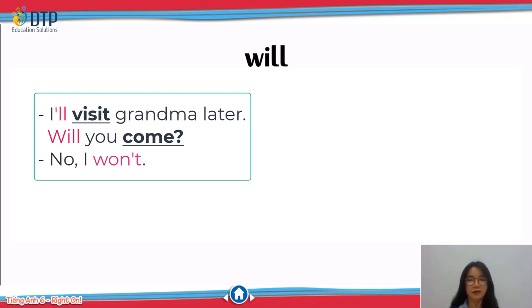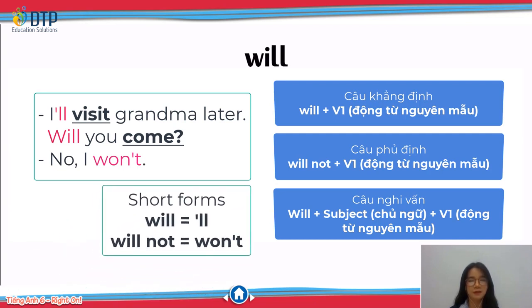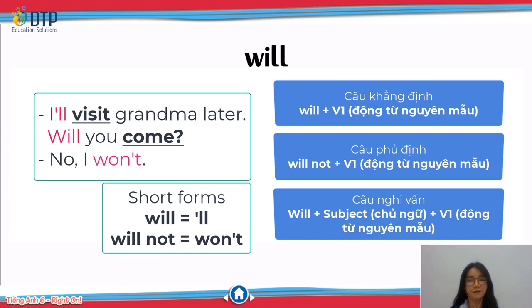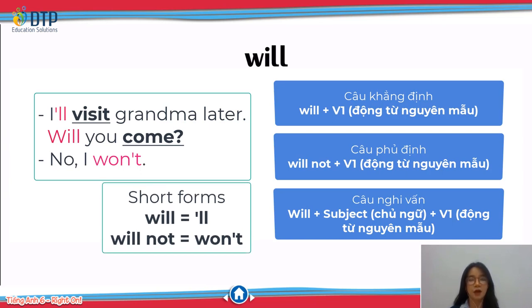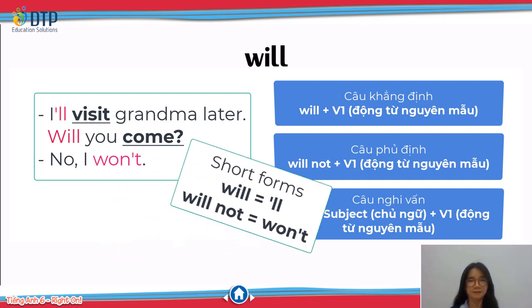Vậy chúng ta có thể rút ra công thức như sau. Ở đây chúng ta có công thức của cấu trúc will đối với câu khẳng định, câu phủ định và câu nghi vấn. Ngoài ra, các bạn nên lưu ý dạng viết tắt của will cũng như will not. Will có thể viết tắt như thế này. Và dạng phủ định của nó, tức là will not, thì có thể viết ngắn gọn thành won't. Hãy cùng chuyển sang công thức tiếp theo nhé.